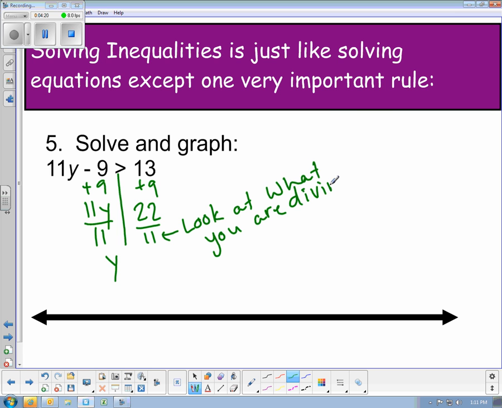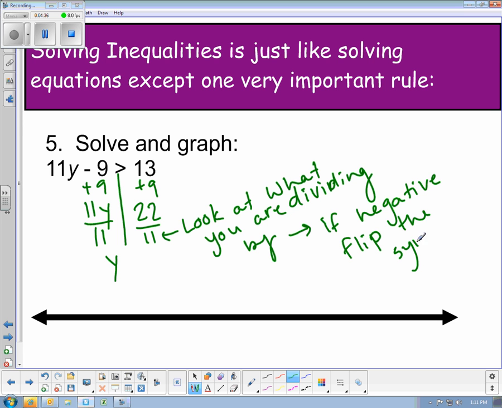This is one of those funny rules that we need to make sure we account for. If it's negative, if we're dividing by something negative, we need to make sure that we flip our inequality symbol. So in this case, we're dividing by something positive, so my inequality symbol is going to stay the same, and 22 divided by 11 is in fact 2.